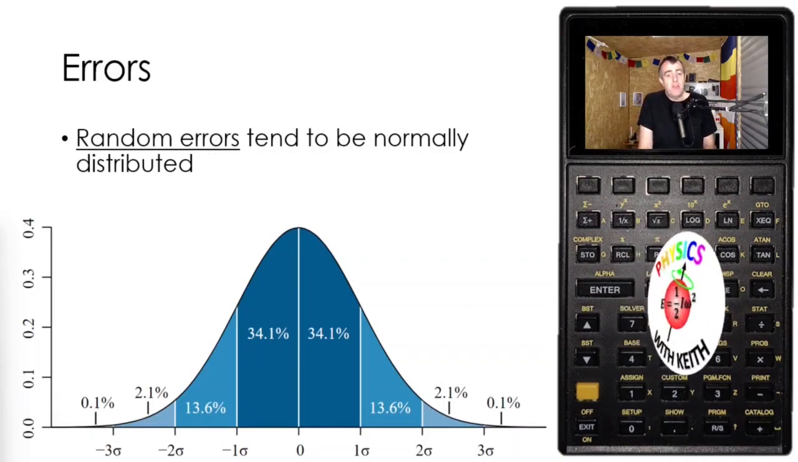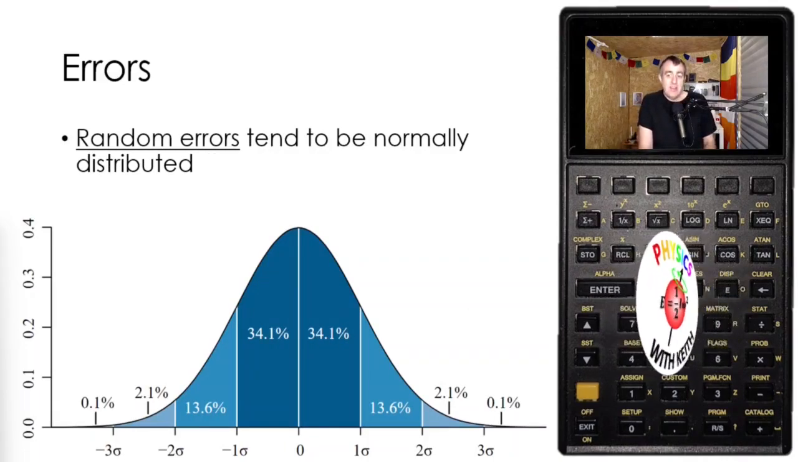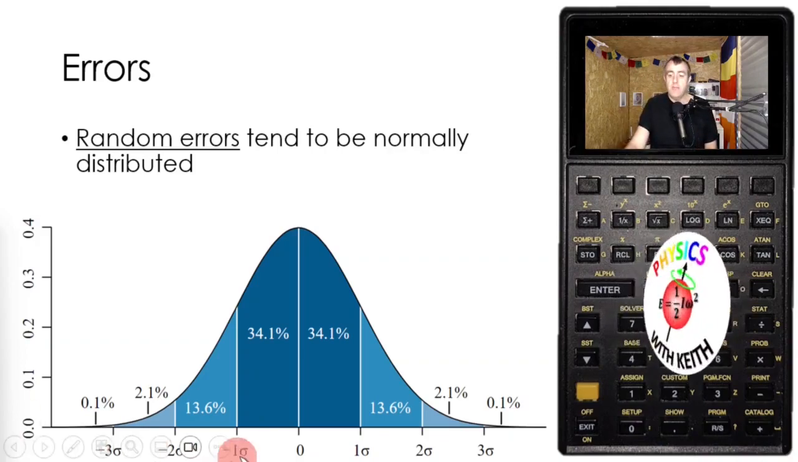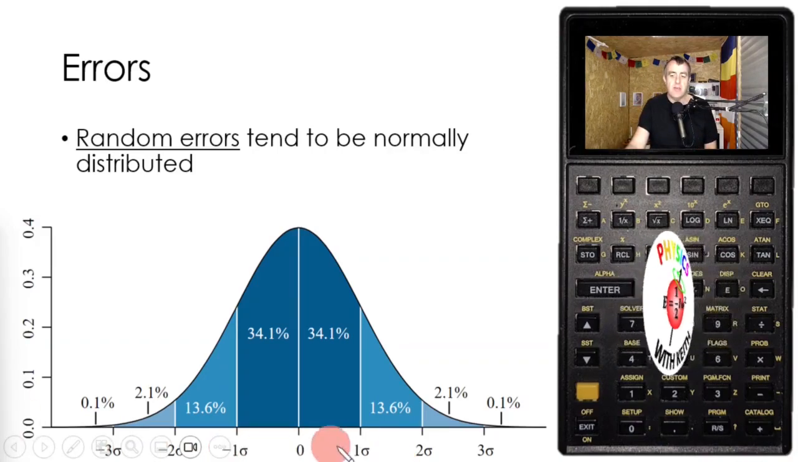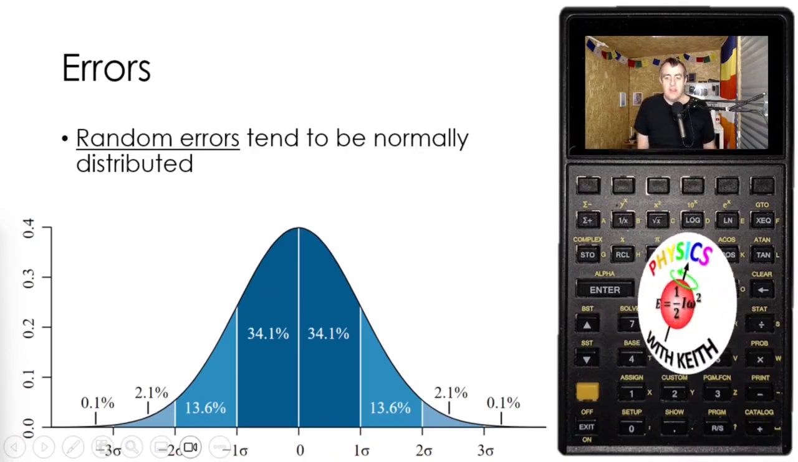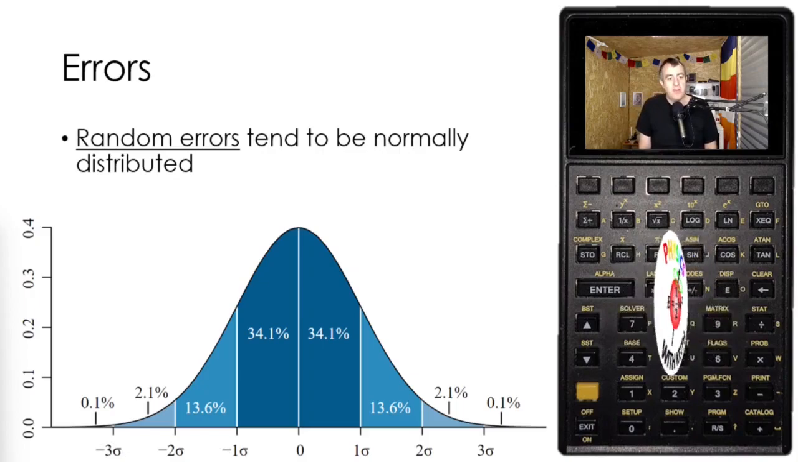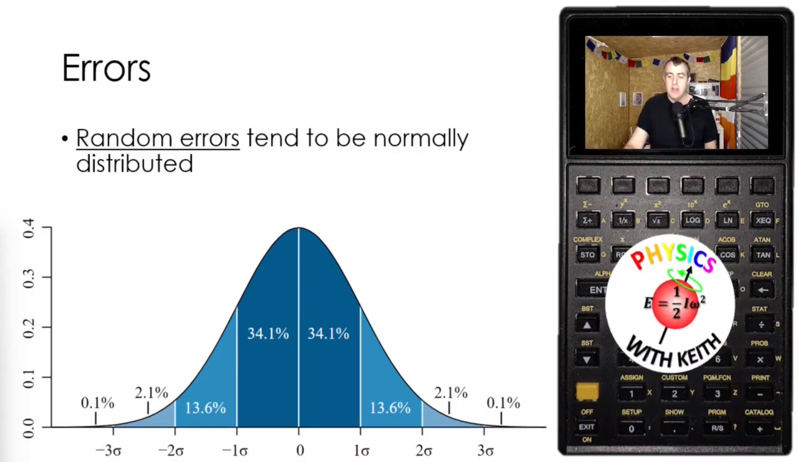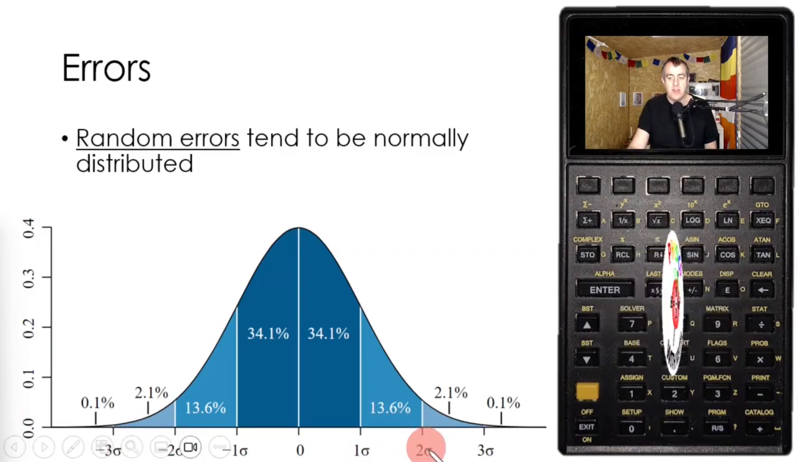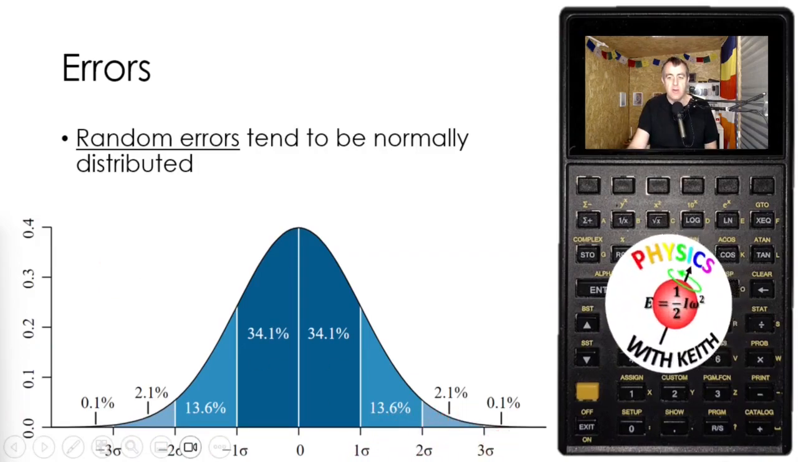Random errors tend to be distributed like this. This is a normal distribution or a Gaussian distribution. If you haven't studied much statistics, the numbers on the x-axis aren't going to make tremendous amounts of sense to you. That's sigma there, which is one standard deviation. And so this is one standard deviation from the mean, this is 2 standard deviations from the mean, and so on.